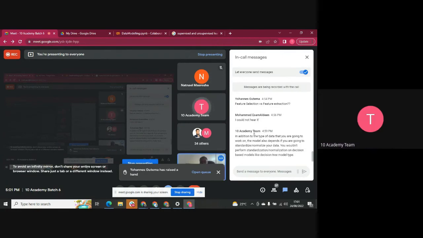Types of conditions when you are working on decision based models. So you didn't normalize or standardize.